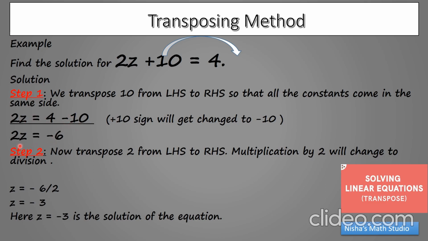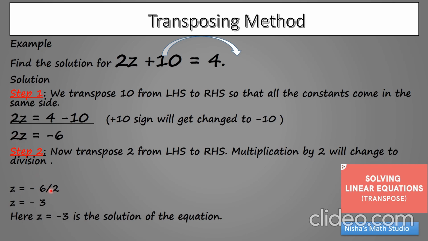So you got 2z is equal to minus 6. In the second step, I have to remove this 2. That is, I have to transpose this 2 also to the right hand side. But now when you transpose, 2 is multiplication here, which will be changed to division. So z will be equal to minus 6 divided by 2.